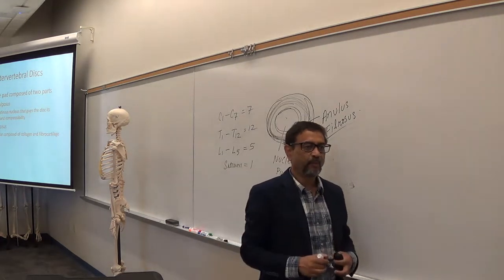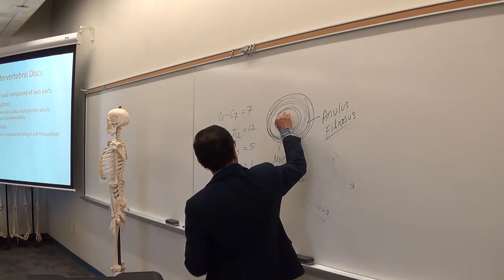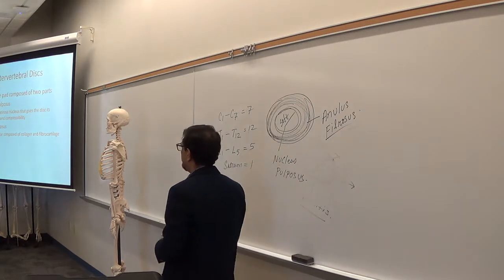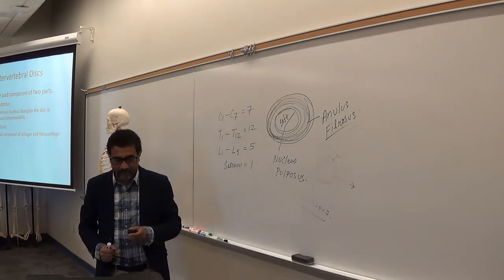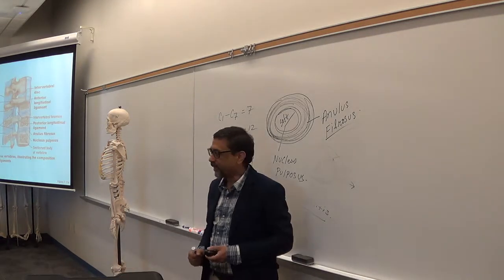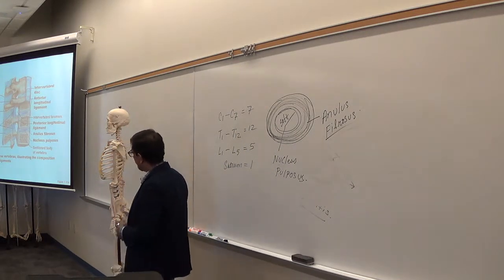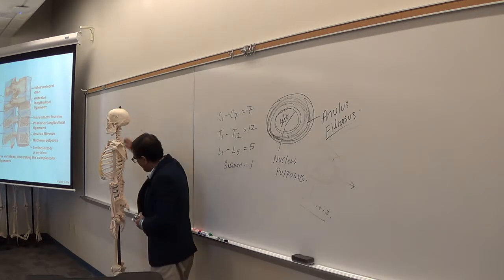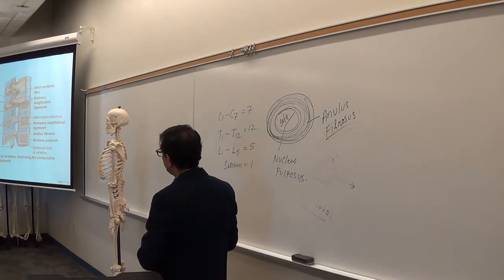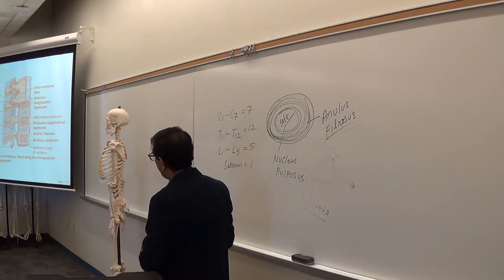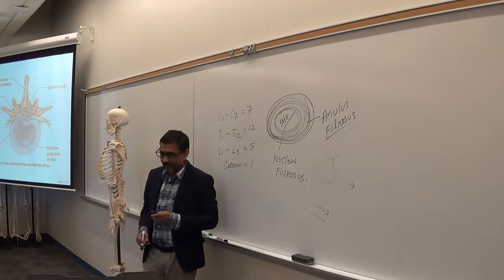Nucleus pulposus, which is soft tissue, a jelly-like structure. So that's the structure of an intervertebral disc. You see, this is a longitudinal section like this. We cut like this. You see the inner part and the outer part. Nucleus pulposus, annulus fibrosus.